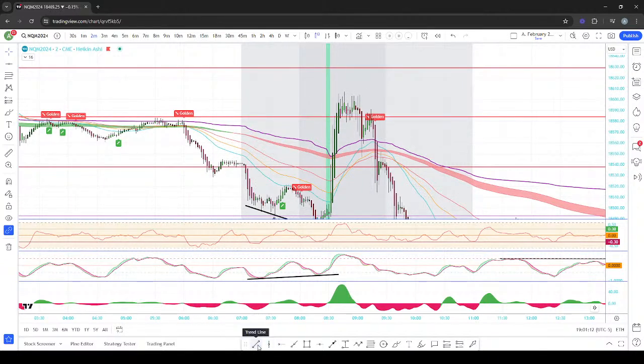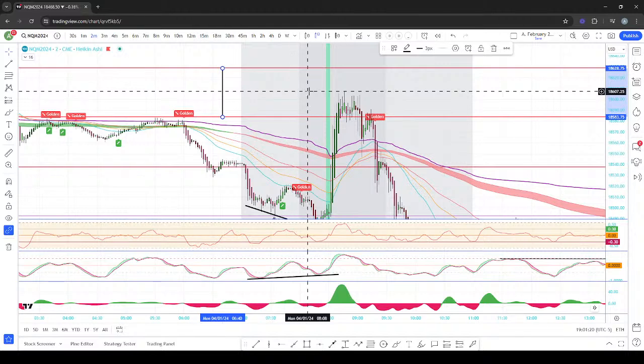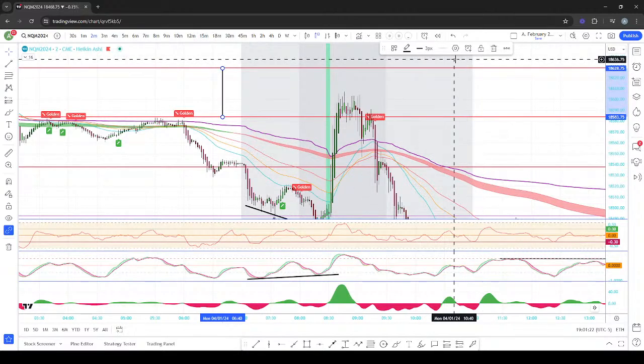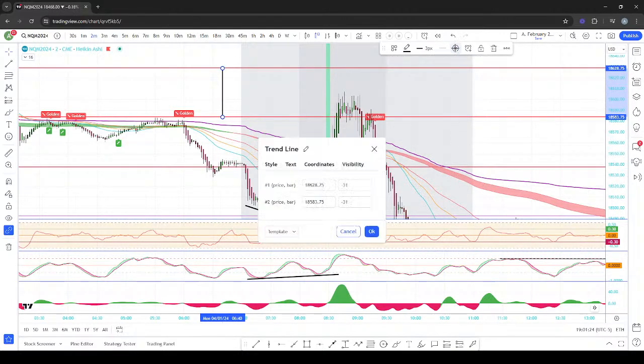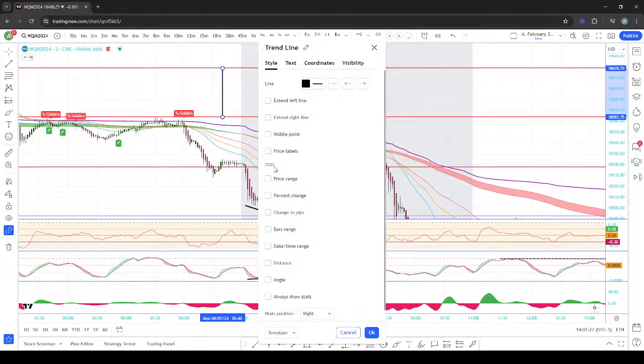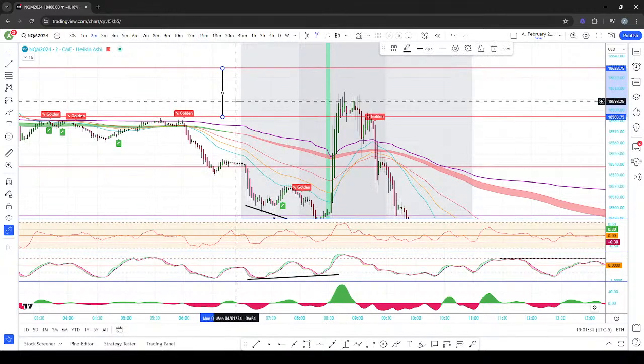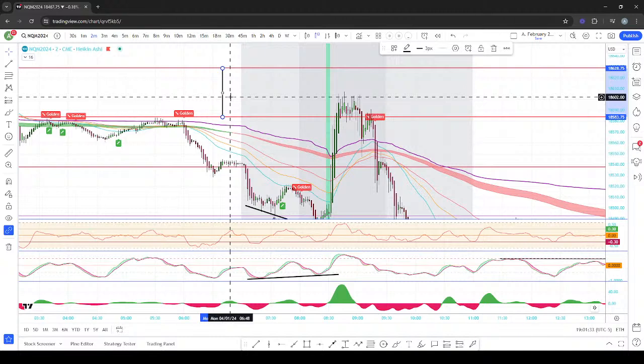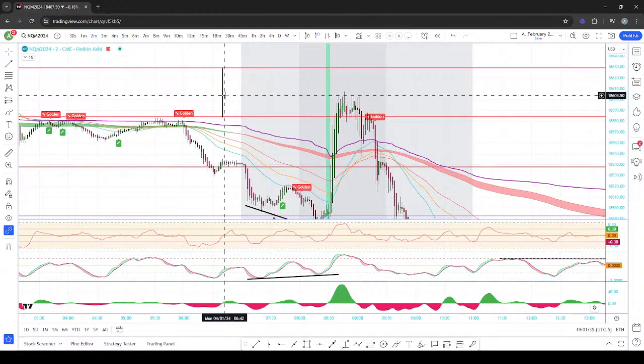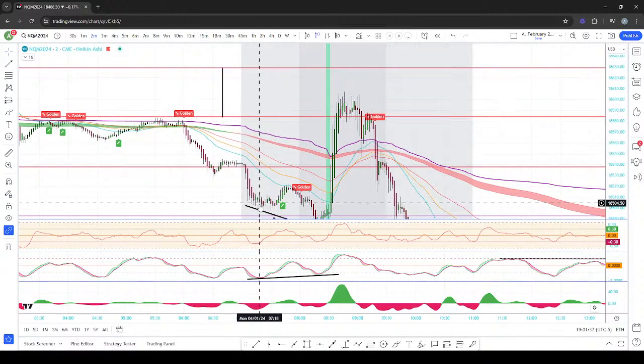So I take my trend line and I start from one of the solid lines down to the other. Okay. And the next thing you want to do is go into your settings on that. Under style, you hit the middle point right there, and it's going to put that little dot in there. But when you click off of it, it disappears, but when you hover over it, you see it.